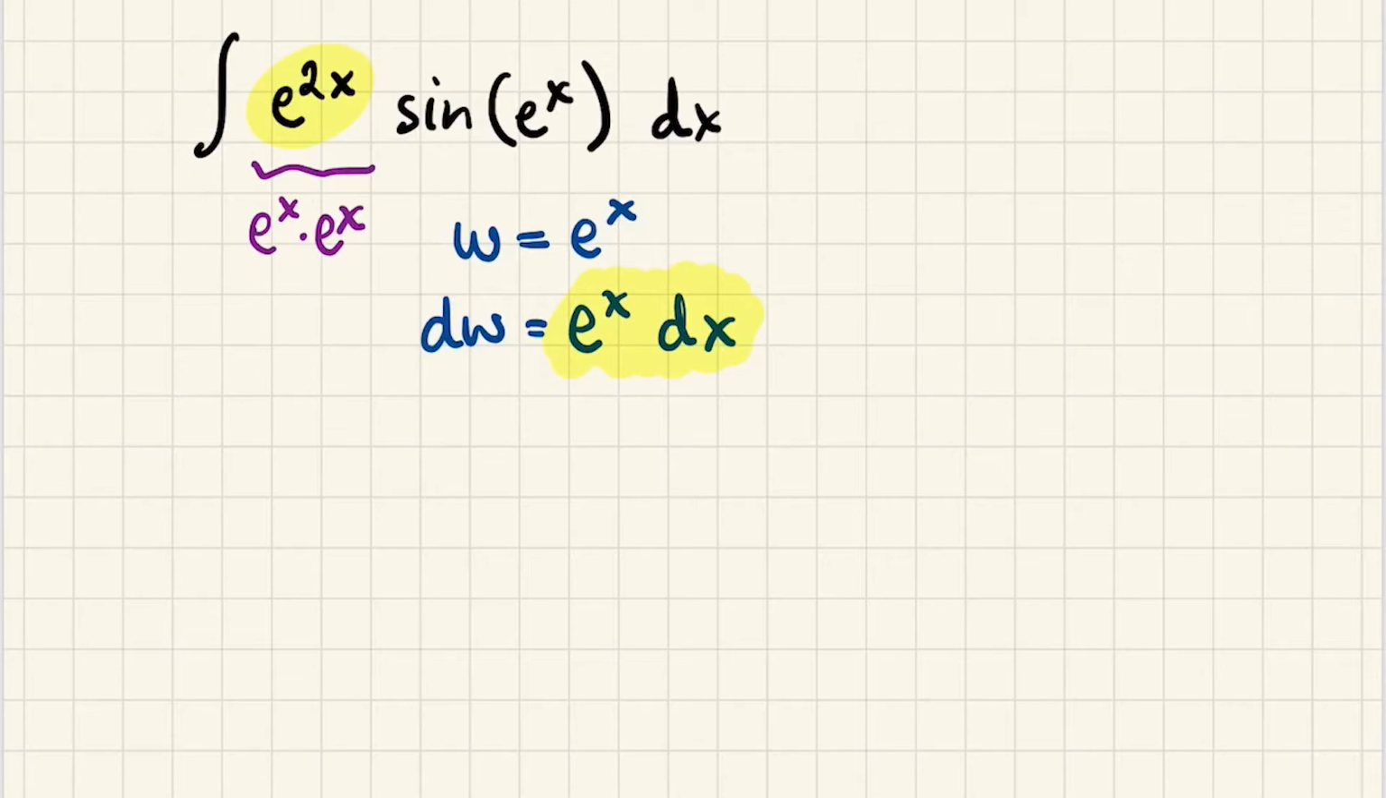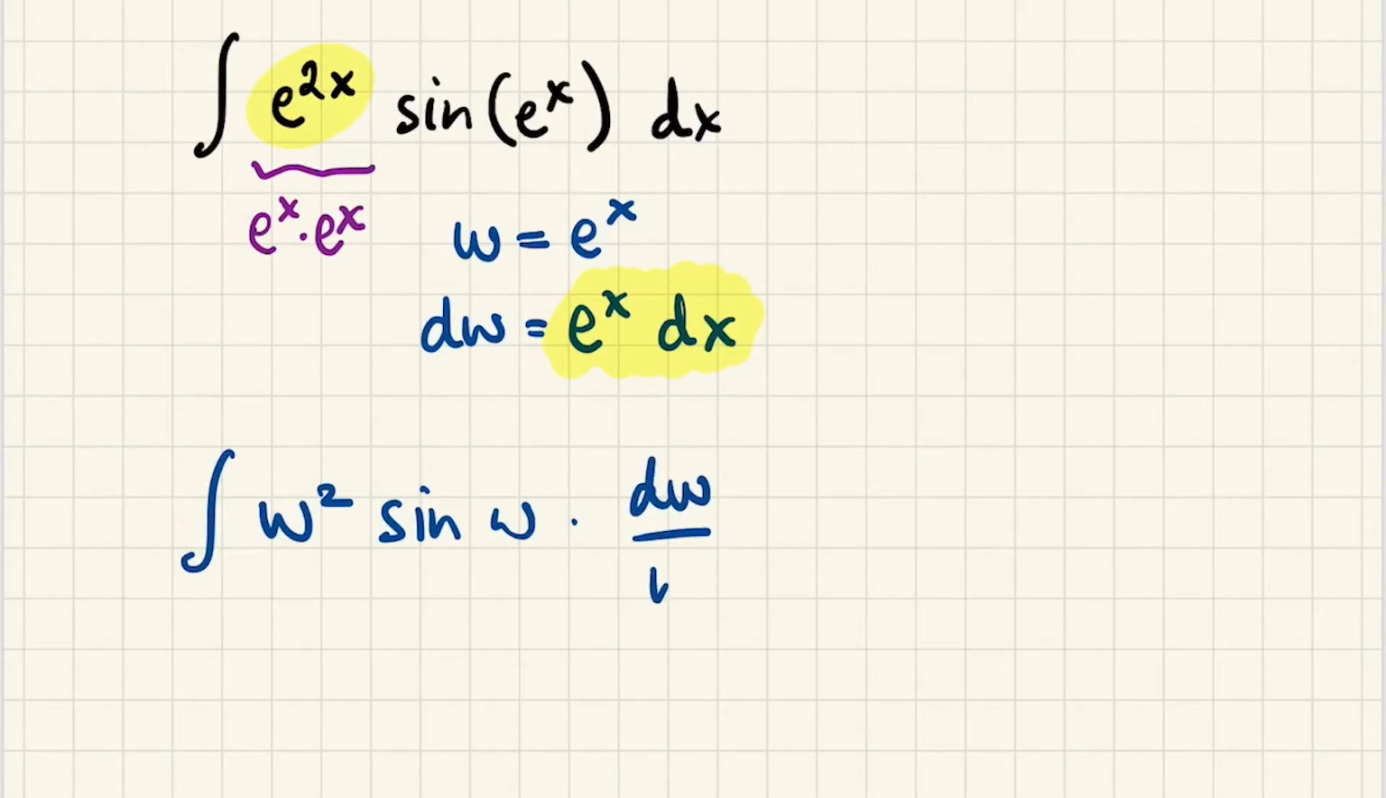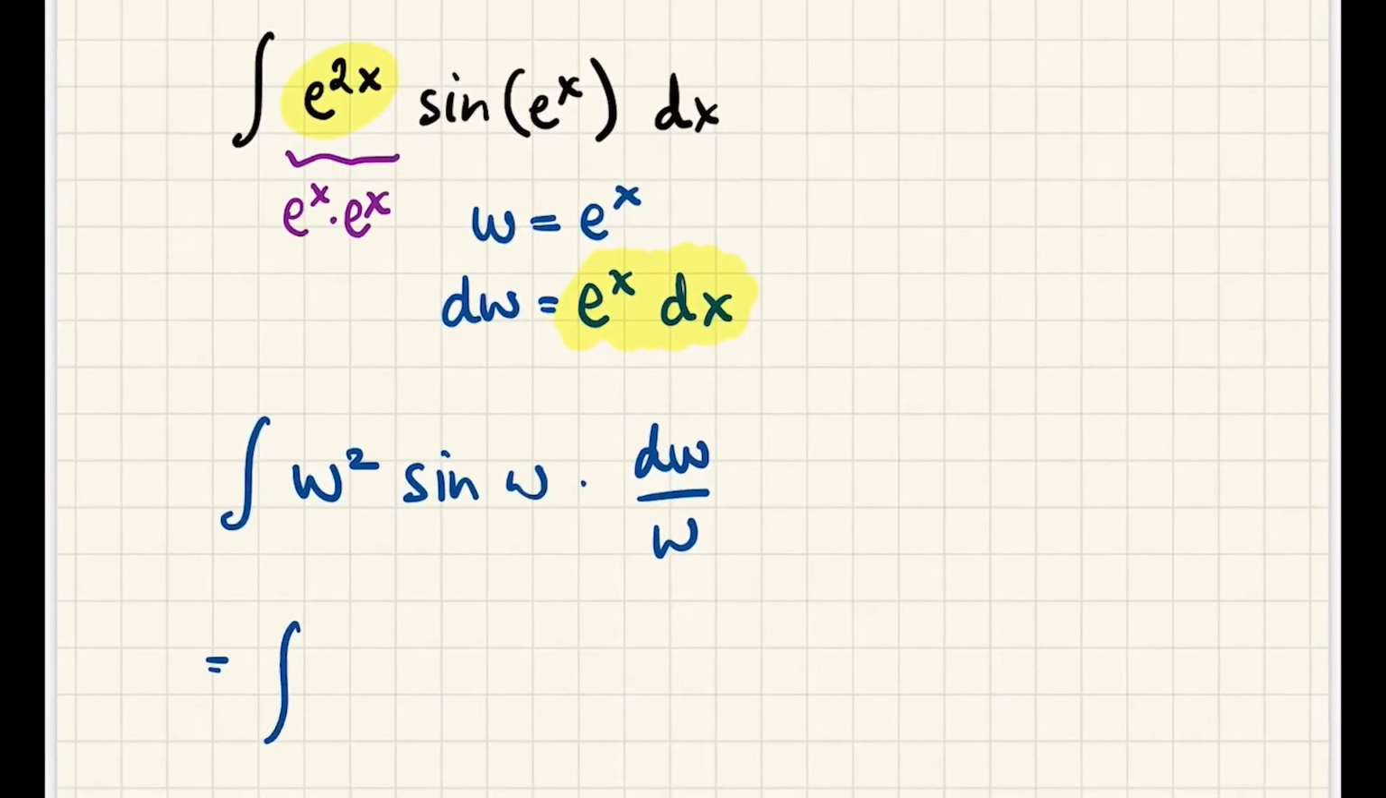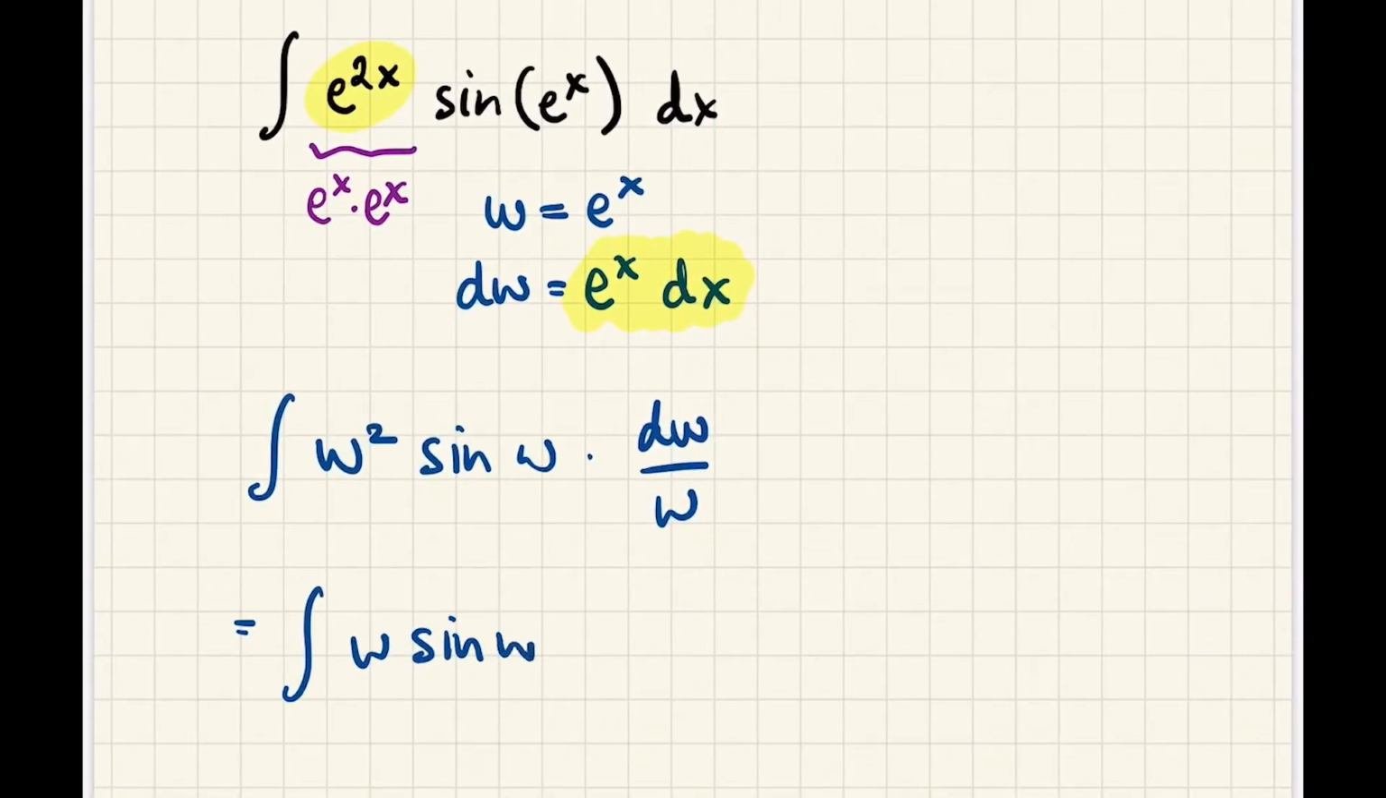So what this really is, think of it as w squared sine w, but let's carefully track that dx. dx is dw divided by e to the x, which is w. So this is just w sine w dw.